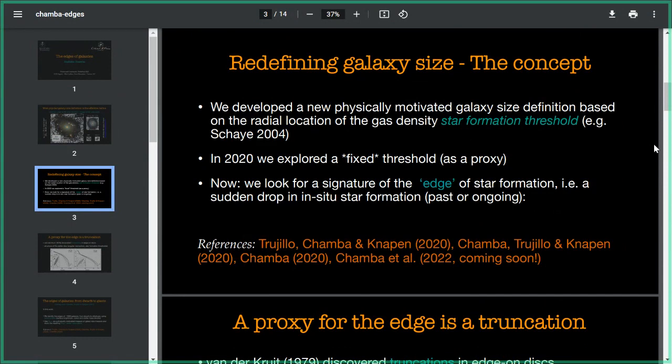And now today I'm going to talk to you about what we've done to expand this definition. We actually looked for a signature for the edge of star formation. We did that by looking at where there's a sudden drop in in situ star formation, either past or ongoing, in galaxies. Next slide, please.